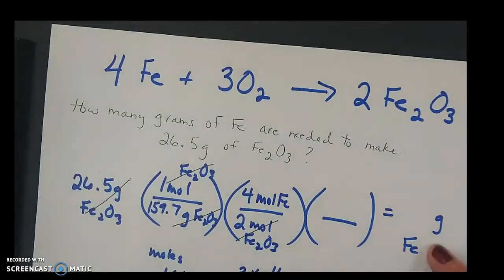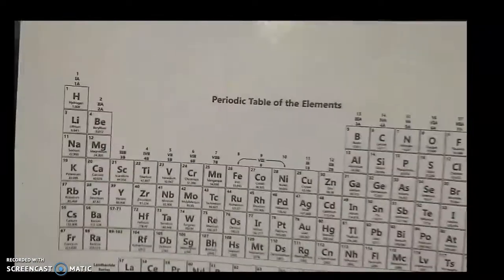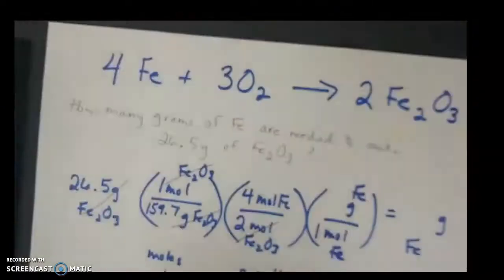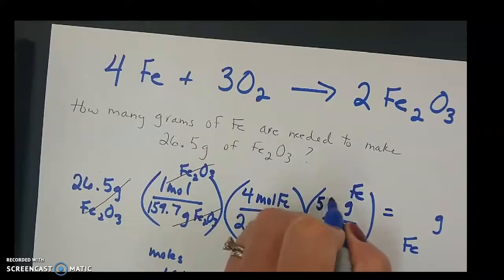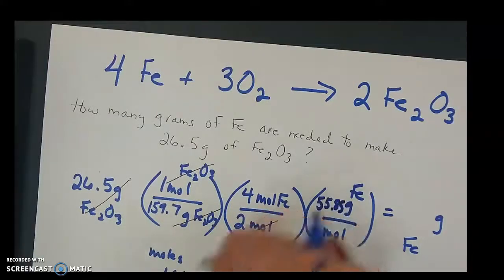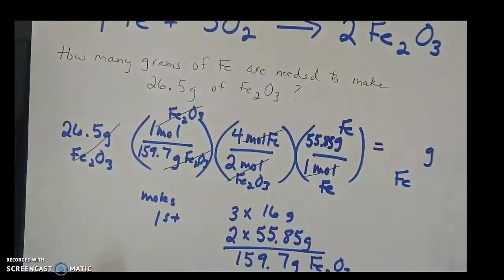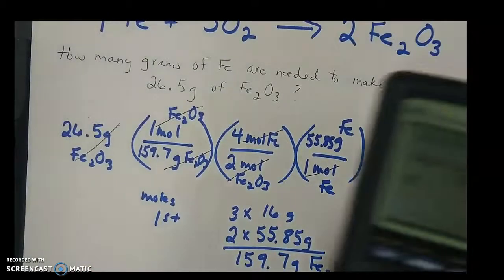I'm trying to get to grams of iron. So I want to figure out 1 mole of iron, how many grams that would be. So again, use that periodic table, find iron. I see it's 55.85 grams for every mole. So 55.85 grams make a mole of iron. I put moles of iron on the bottom so I can cancel those units. Moles of iron over moles of iron, those units cancel. And we're at grams of iron.